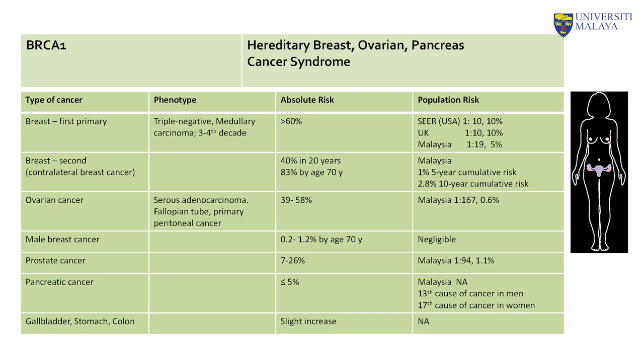For male breast cancers, the risk in the population is negligible, but for BRCA1 it is between 0.2 to 1.2%. For prostate cancer it is 7 to 26% compared to 1.1% in our population. For pancreatic cancer, even though the penetrance is 5% and below, you can see that in Malaysia the population risk is very, very negligible. For other cancers like gallbladder, stomach and colon, there is a slight increase compared to the general population.